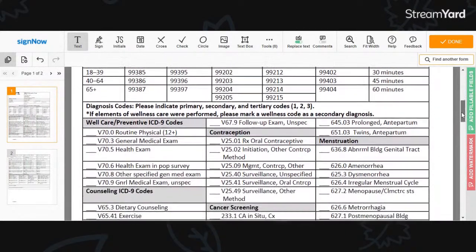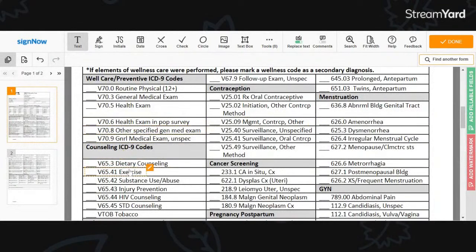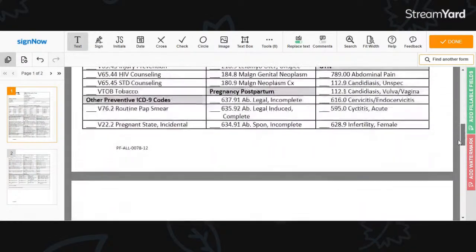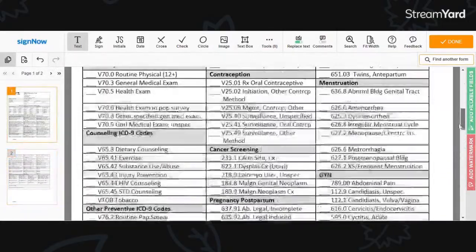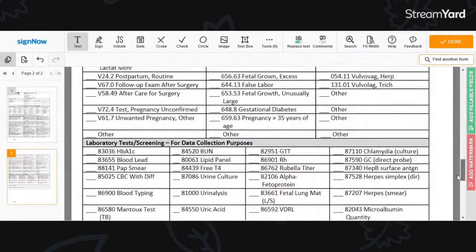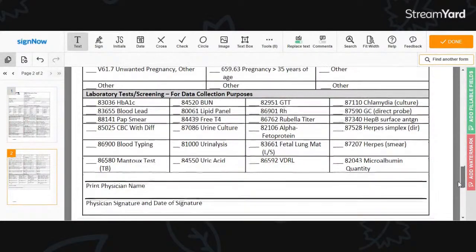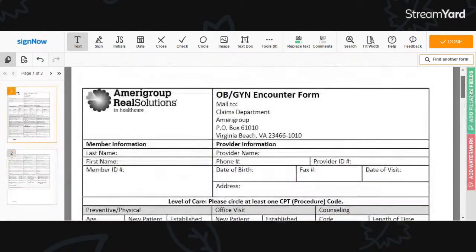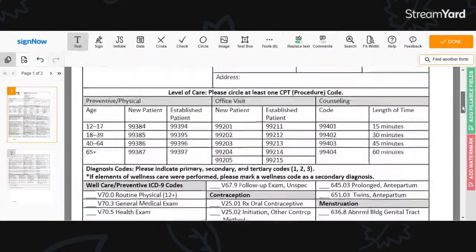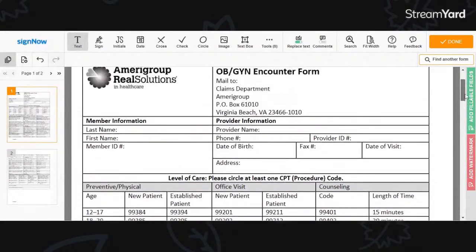But anyway, as you can see here, these diagnosis codes are more specific to GYN. So you have well care, cancer screening, contraception, menstruation, GYN, pregnancy, postpartum. Notice the difference. Same type of form. It looks the same, but the codes are different. So wherever you work, you'll notice the codes on the form will be specific to that office, to that practice, okay? And then laboratory tests, and again, the provider will sign and date it. So this is the encounter form, okay? Pre-printed codes that we use to fill out the claim form.